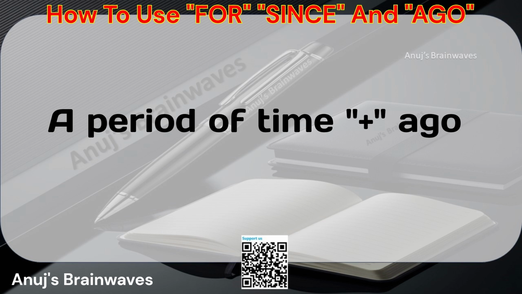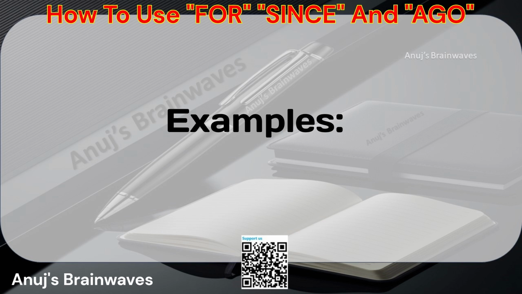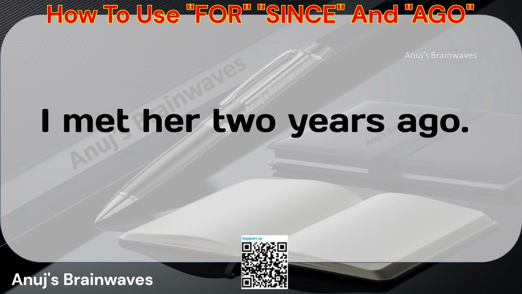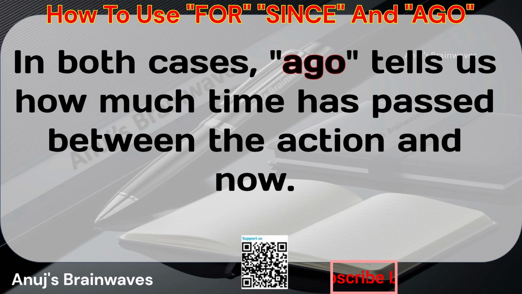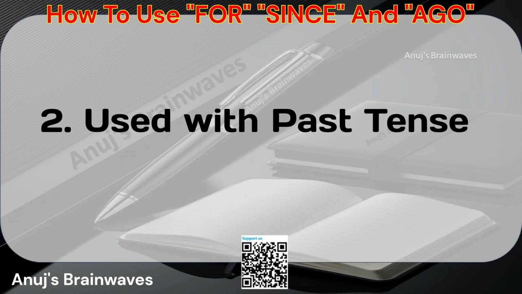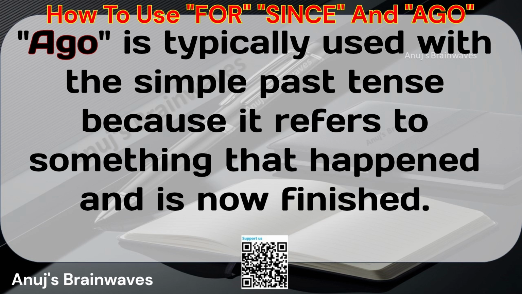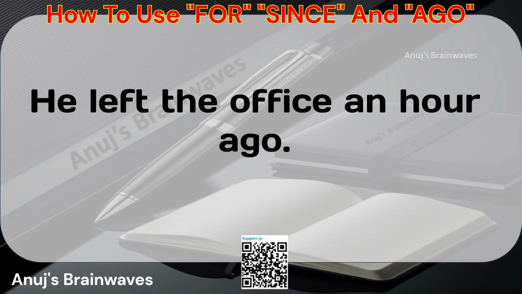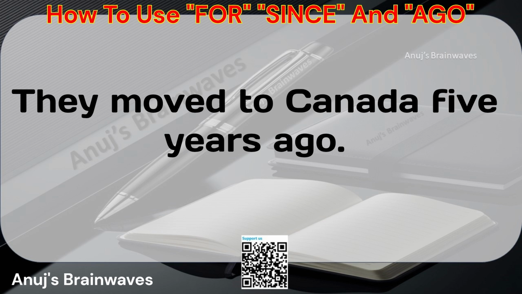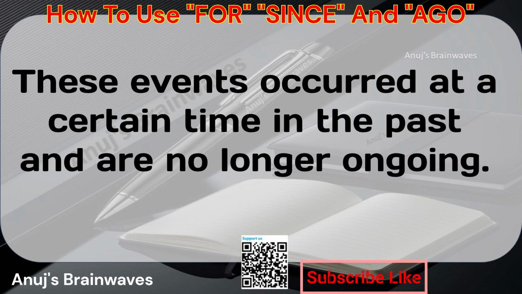Structure. A period of time plus ago. Examples. I met her 2 years ago. The movie started 30 minutes ago. In both cases, ago tells us how much time has passed between the action and now. 2. Used with past tense. Ago is typically used with the simple past tense because it refers to something that happened and is now finished. Examples. He left the office an hour ago. They moved to Canada 5 years ago. These events occurred at a certain time in the past and are no longer ongoing.